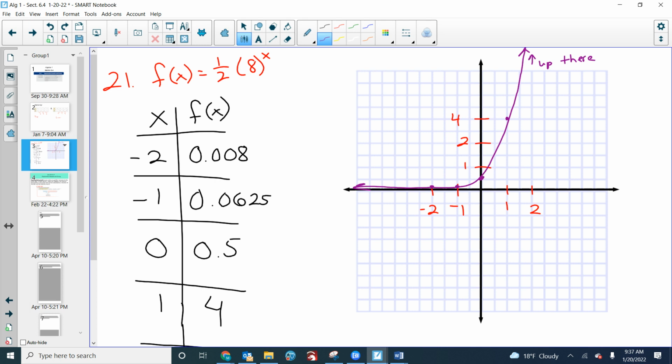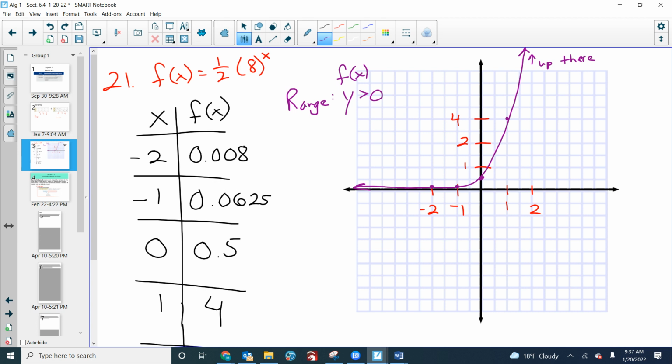What's the range? Range is what y values are going to come out of this thing. Can I ever get a negative y value in here? No. Am I ever going to get a y value of 0? No. My range, y, or f of x, is greater than 0. Do you agree that the x-axis is y equals 0?